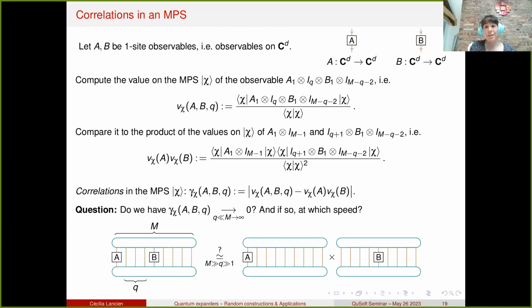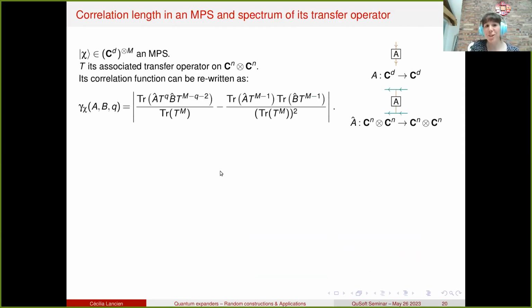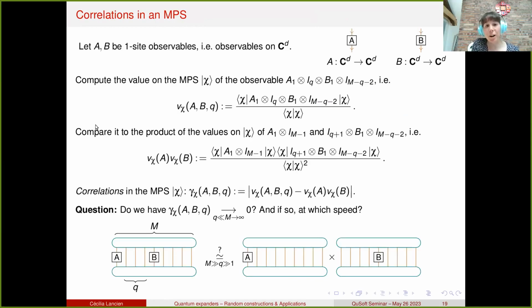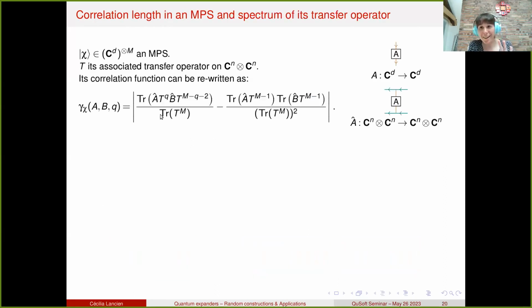So one very simple but key observation is about this correlation function, which we defined as a difference between inner products between my local observables and my MPS. And this, from a diagram, can be written as products of matrices. It's just a rewriting exercise of seeing this correlation.